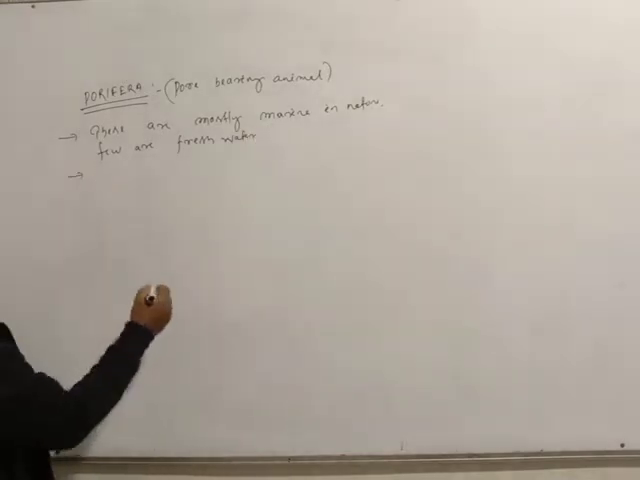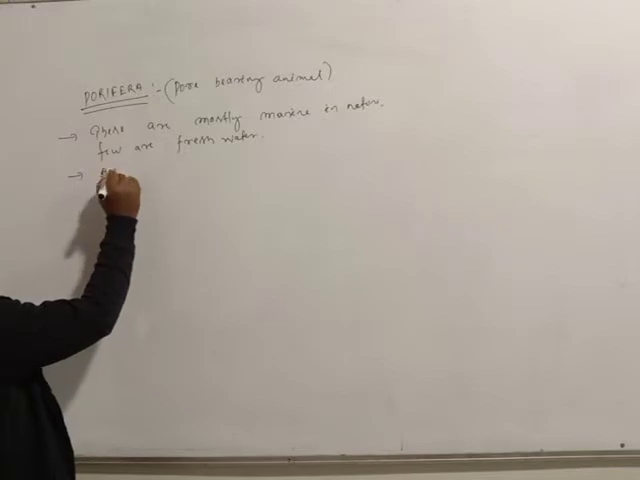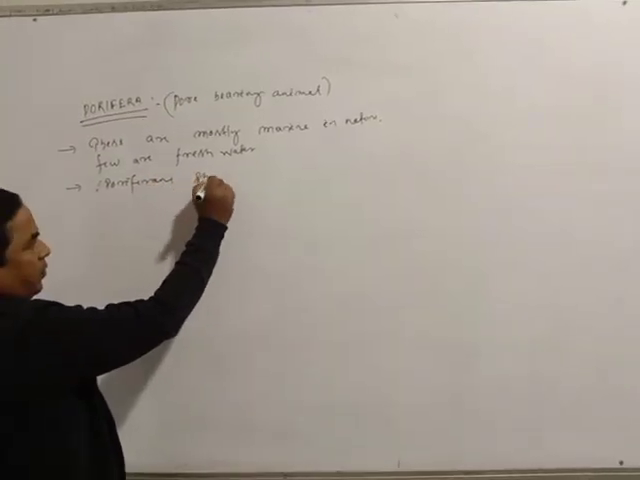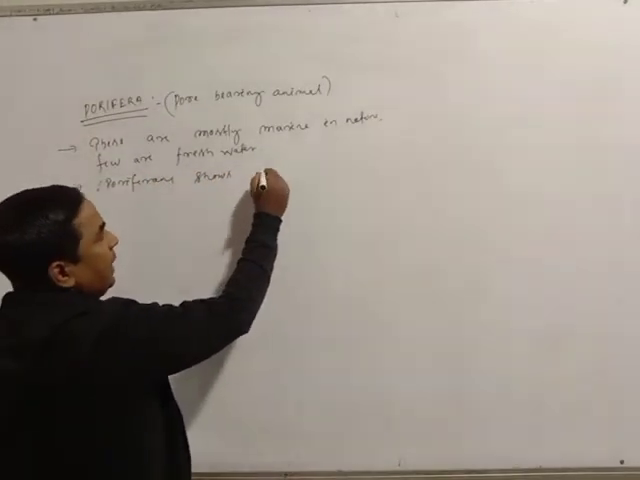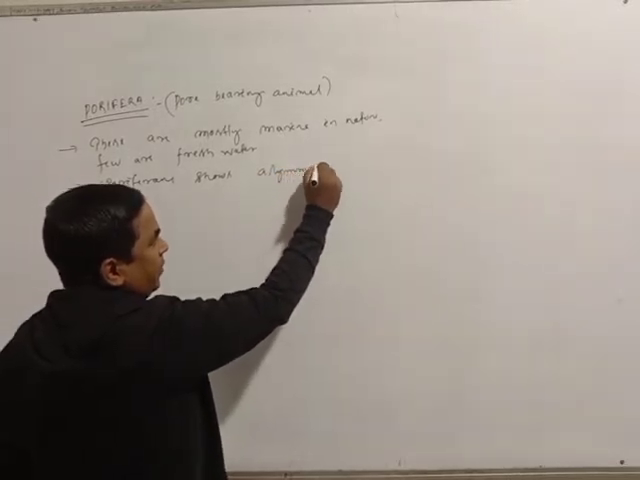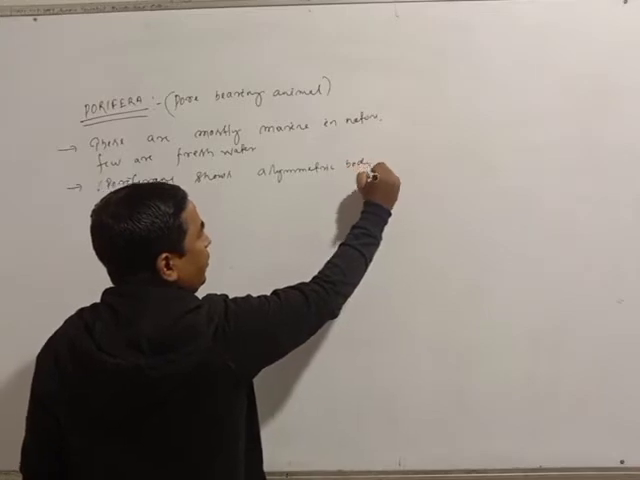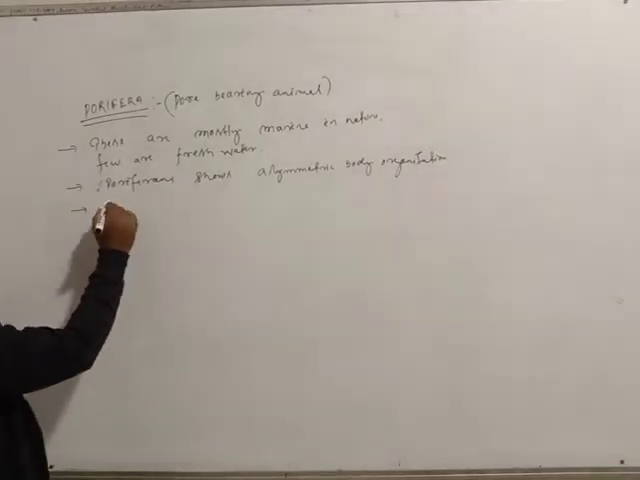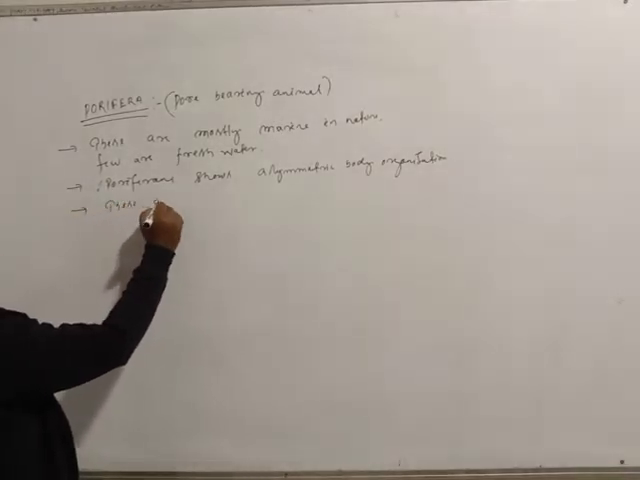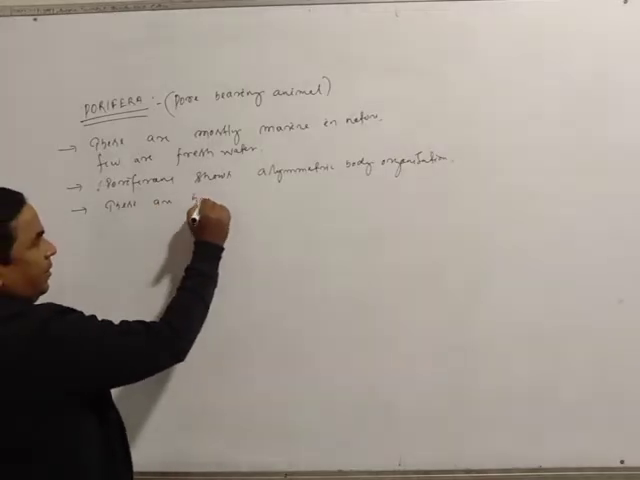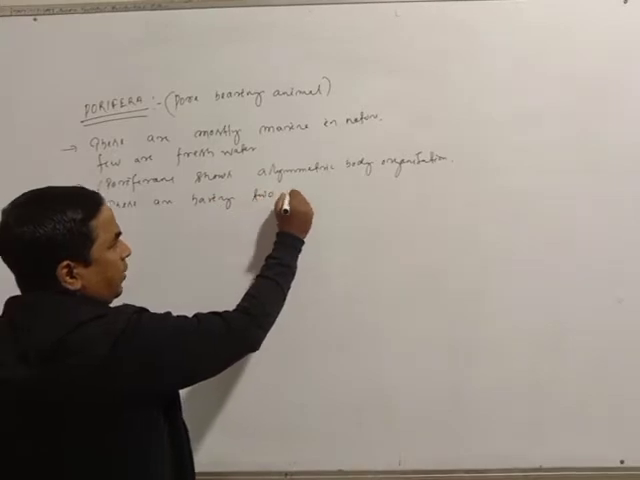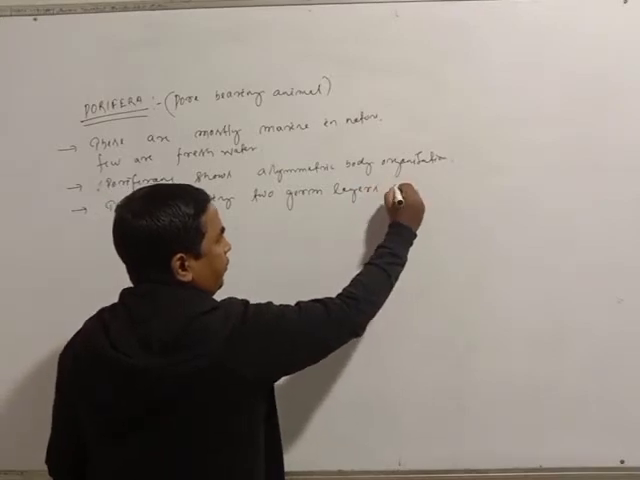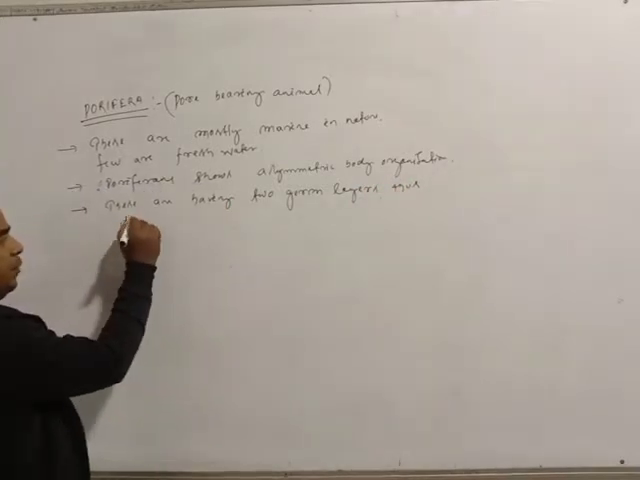Next, poriferans show asymmetric body organization, having two germ layers, thus diploblastic.